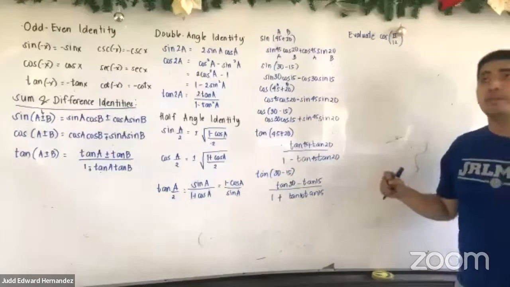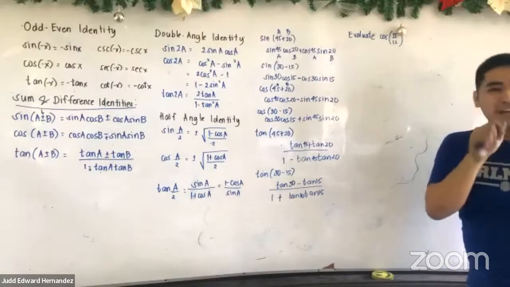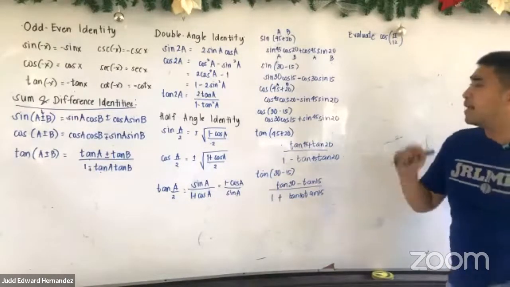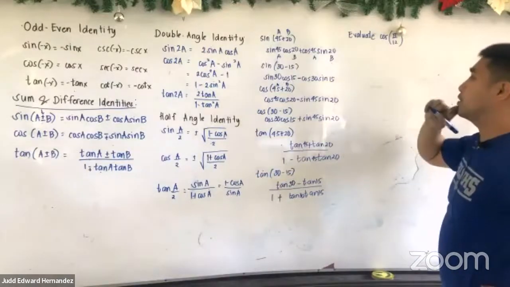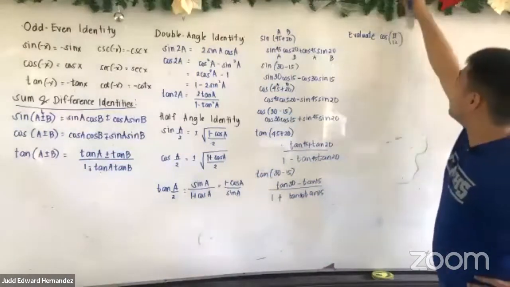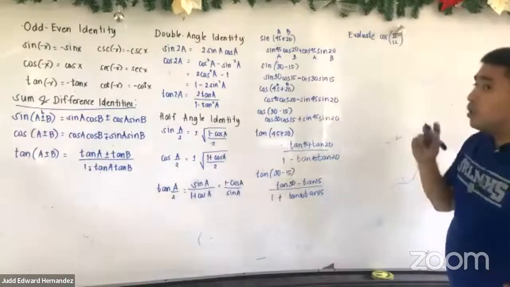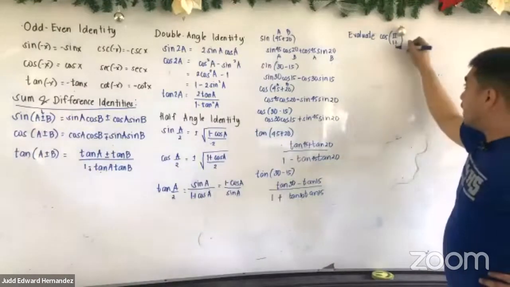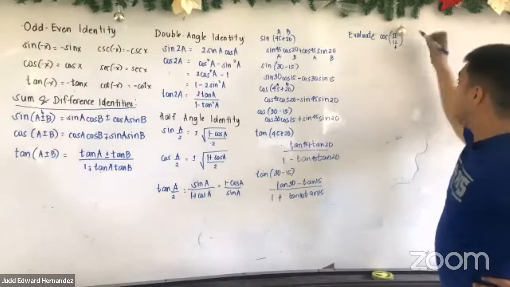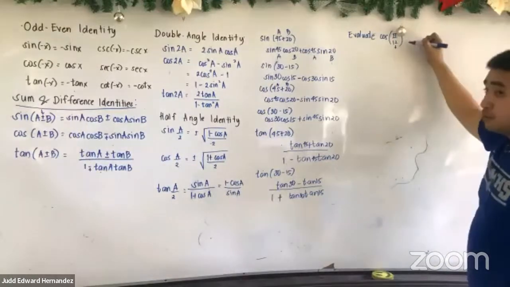Okay. So, paano natin sisimulan yung pag-evaluate nito? Actually, madali lang simulan yung pag-evaluate nito. All you have to do is to identify the angle. So, pag in-identify natin yung angle, that is pi over 12.